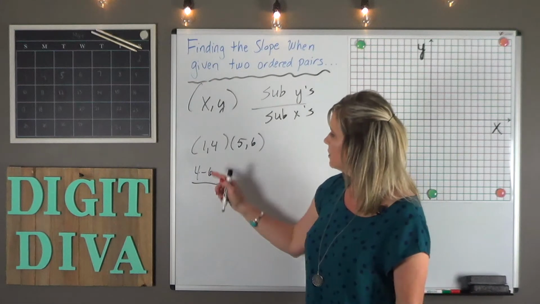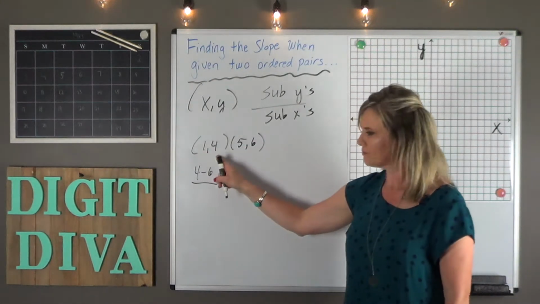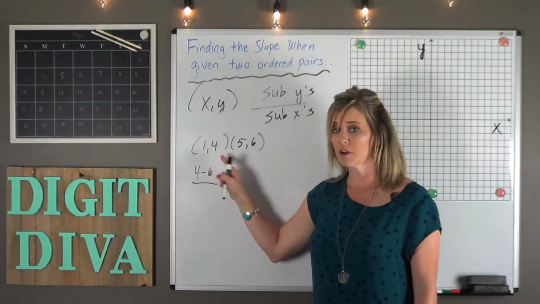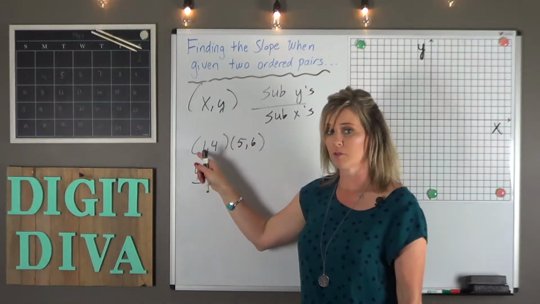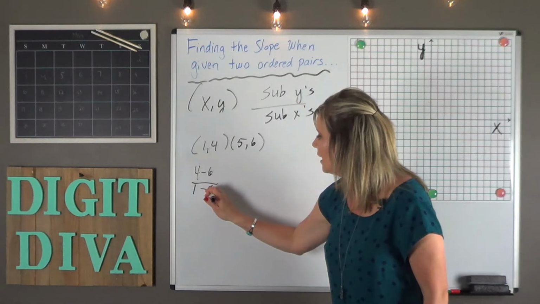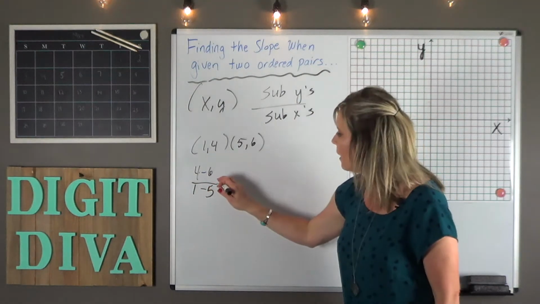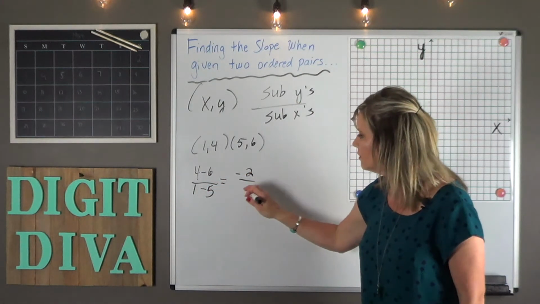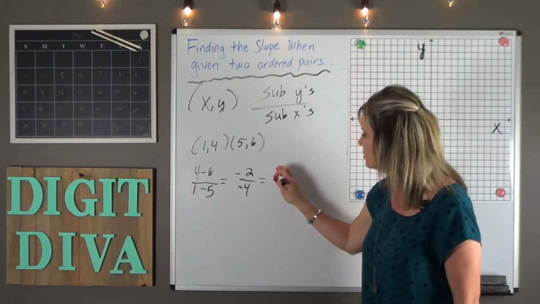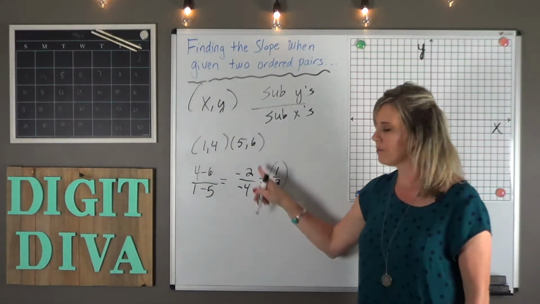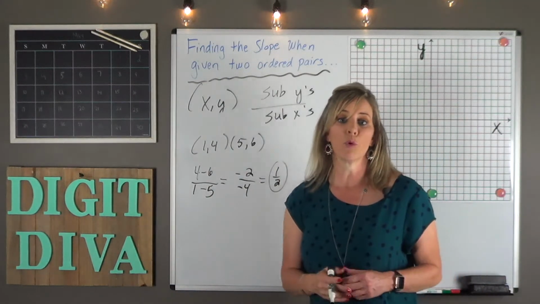In the ordered pair, subtract my x's on the bottom. And look, since I started with 4 in the first set of parentheses, I have to start with 1, okay? 1 minus 5. So our answer would be -2 divided by -4. Two negatives make a positive, and when I reduce that fraction, it ends up being 1/2.